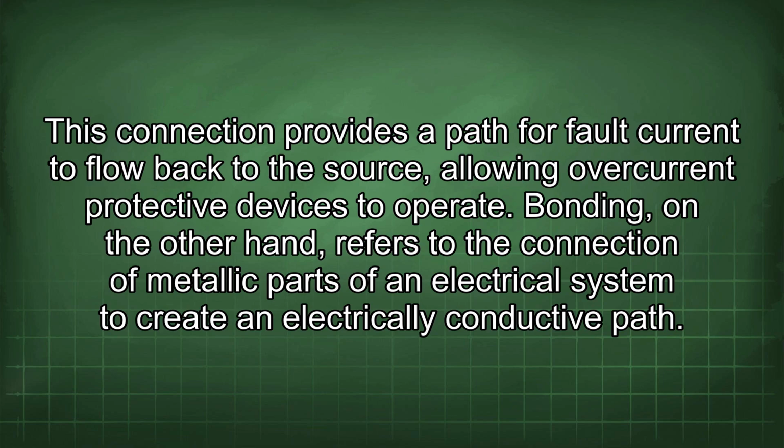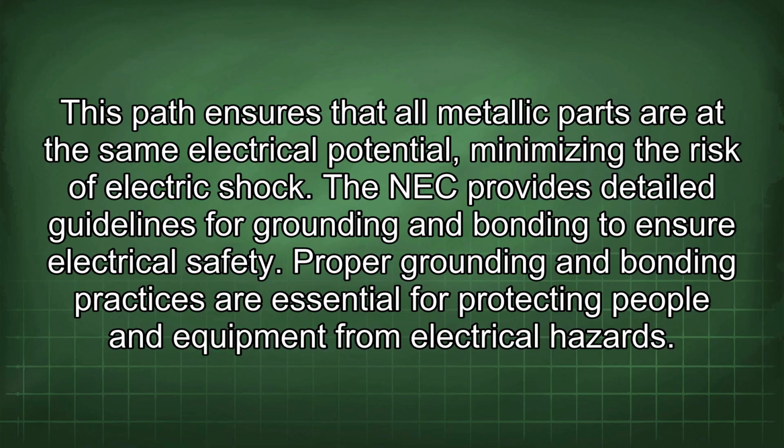Bonding, on the other hand, refers to the connection of metallic parts of an electrical system to create an electrically conductive path. This path ensures that all metallic parts are at the same electrical potential, minimizing the risk of electric shock. The NEC provides detailed guidelines for grounding and bonding to ensure electrical safety. Proper grounding and bonding practices are essential for protecting people and equipment from electrical hazards.